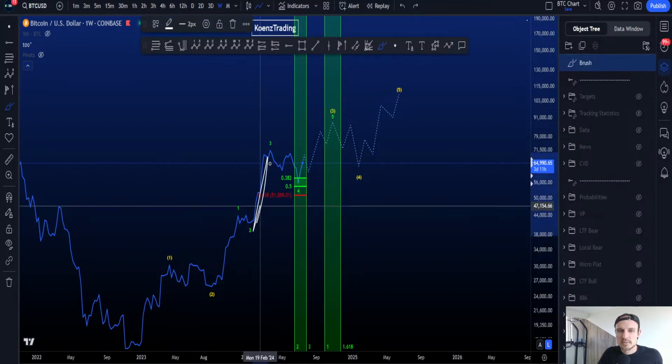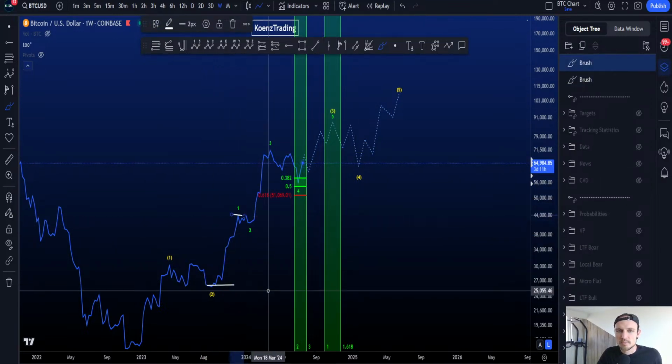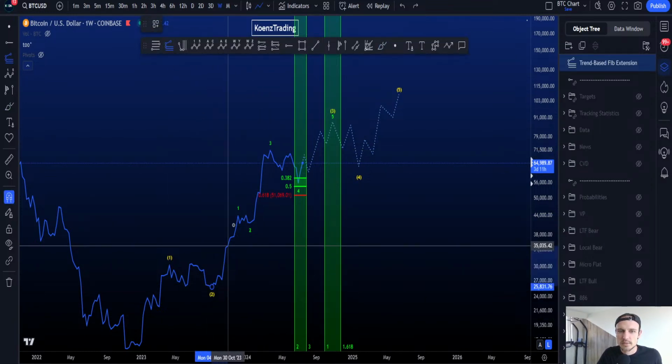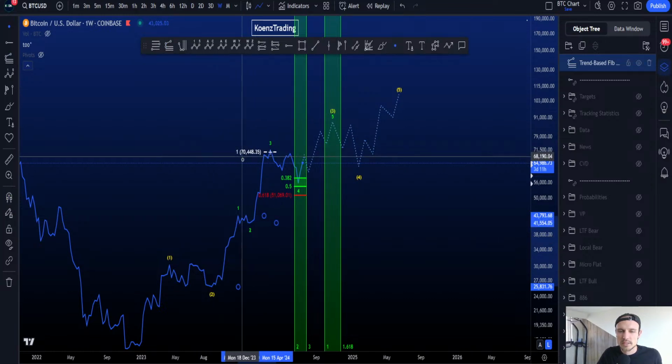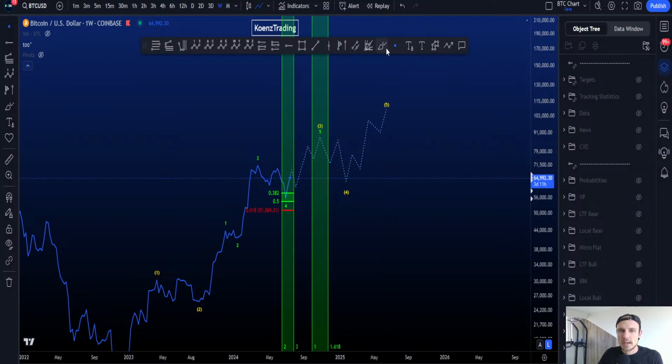But this one is very underwhelming. It's very short. It's similar in price compared to wave 1. It's just a little bit longer. Take a trend-based fib from the low to the high of 1 to the end of your 2, and you can see that wave 3 just moved above the 1-to-1.